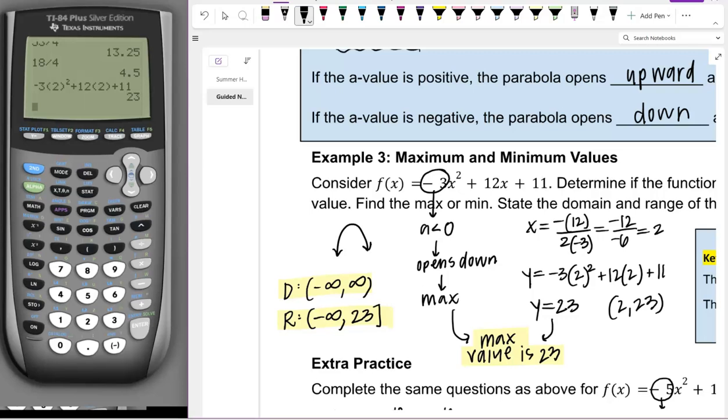So you're never going to plug in a value for x and get 24. You're never going to get 100, anything like that. You could get negative 24, you could get negative 100, you can get any negative number, but you can't go above 23.